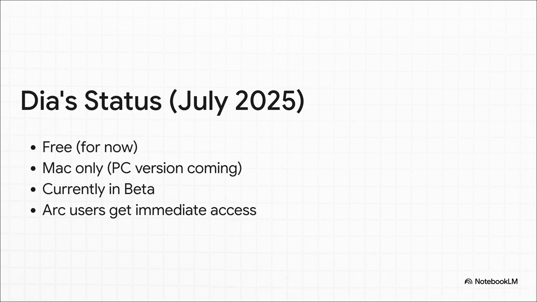Right now, in mid-2025, Dia is in beta. It's also free, for now. There are some whispers about a paid version down the road. It's Mac only at the moment, but a PC version is in the works. And hey, if you're already an Arc user, there's some good news. You get to jump the line and get in right away.